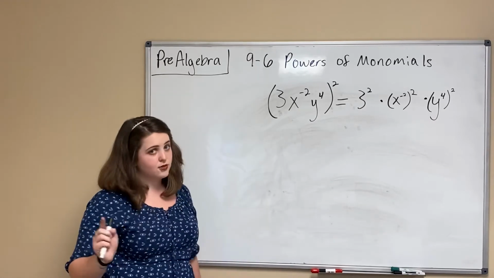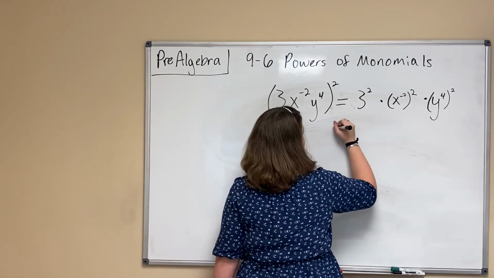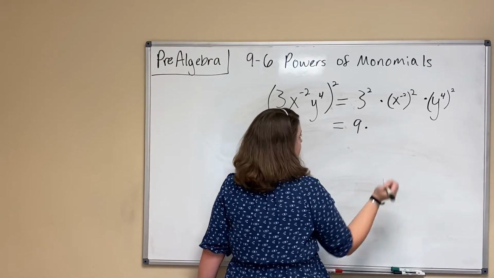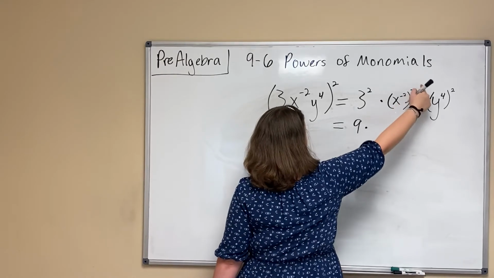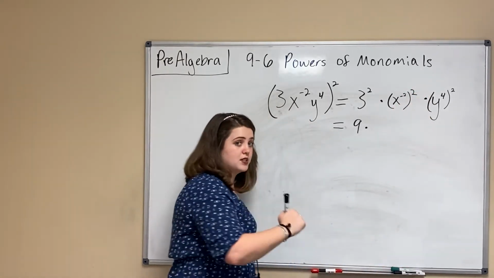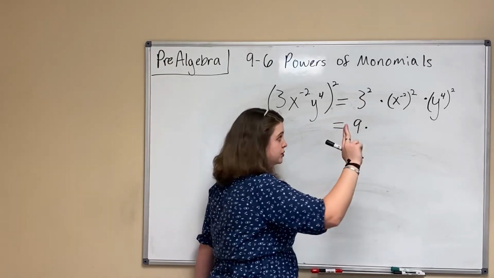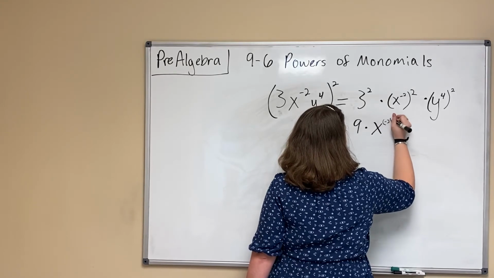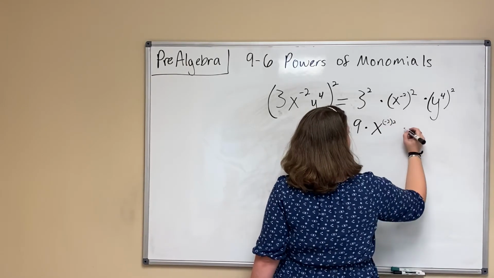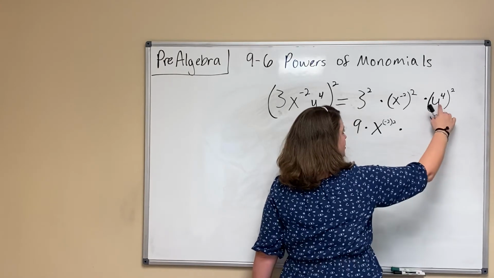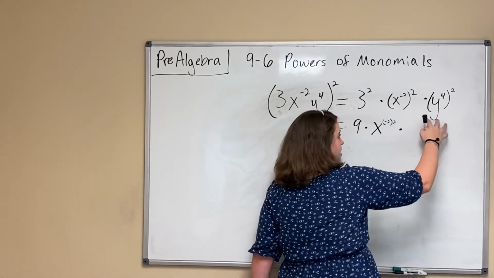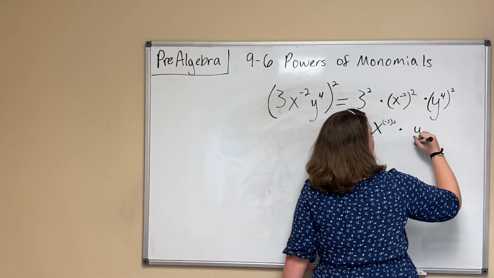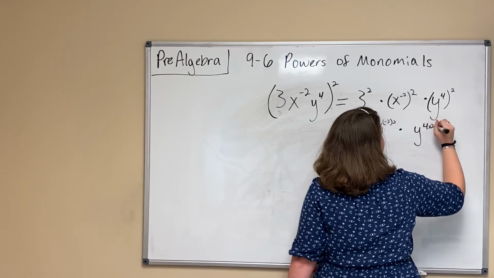All right, now right off the bat, 3 squared we know, right, is going to be 9 times x to the negative 2 raised to the 2nd again. We know when we raise a power to another power, I multiply the exponent. So that's going to be x raised to the negative 2 times 2 times y to the 4th squared. If I raise a power to another power, I'm multiplying the exponent. So I'm going to get y to the 4 times 2.